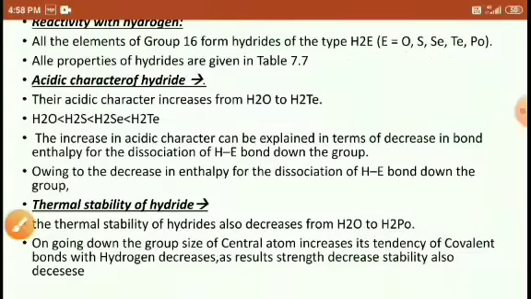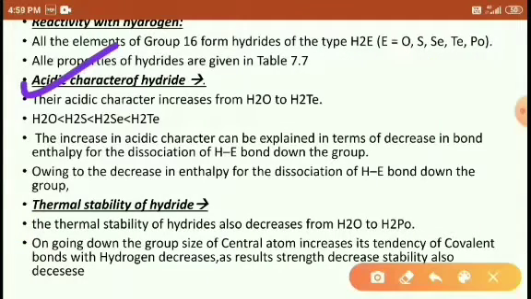Okay students, the next is the acidic character. When oxygen, sulfur, selenium react with hydrogen, they show acidic character of hydrogen. So acidic character increases from water to H2S, H2Se, H2Te. Water is less acidic than hydrogen sulfide. Hydrogen sulfide is less acidic than hydrogen selenide. Hydrogen selenide is less acidic than hydrogen telluride. Right. So acidic character increases as the bond enthalpy decreases.